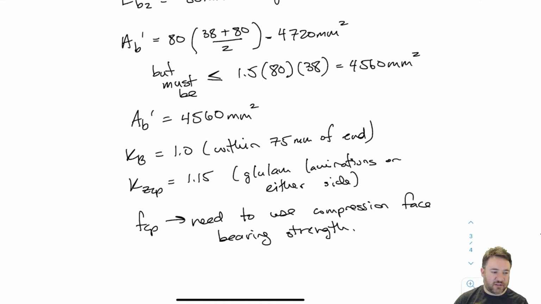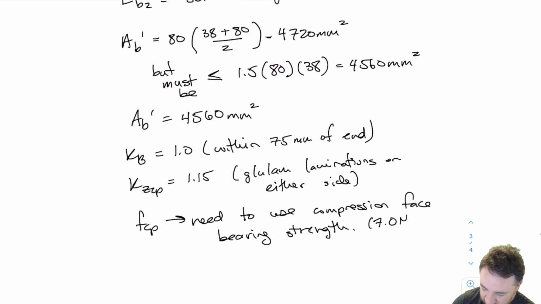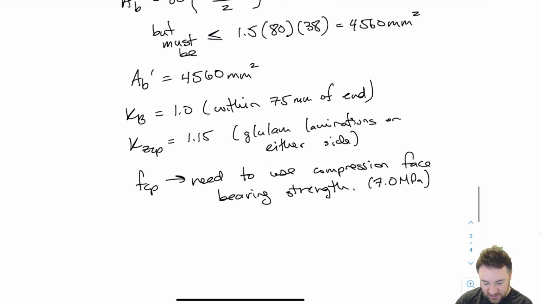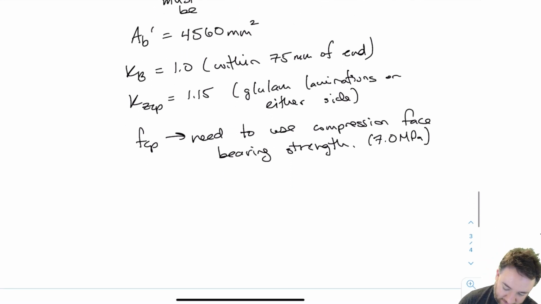But as we saw in table 7.3, for most grades of Glulam, those numbers are the same. So that's the case in this case. So it's 7.0 MPa, same as it was before. So then my capital FCP is still 7.0 MPa. So now I can go back to my QR prime equation and sub in the values.